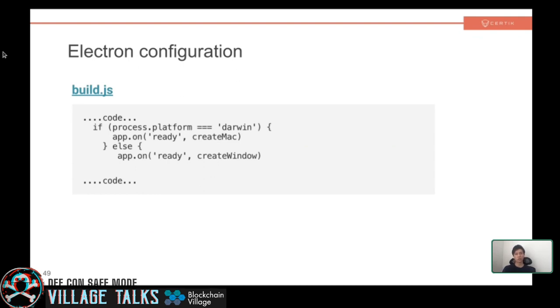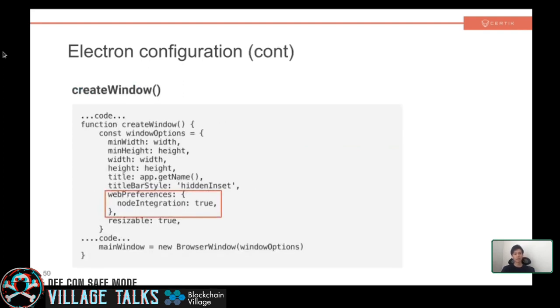Since it's open source, I started with the code review. This is their Electron configuration file, the Vue.js file. What it does is check the process platform: if it's macOS, it starts the application with the createMac function. Otherwise, it starts the application with the createWindows function. In the createWindows function, I see that nodeIntegration is set to true. That means if the application is running on Windows, Node.js is enabled.